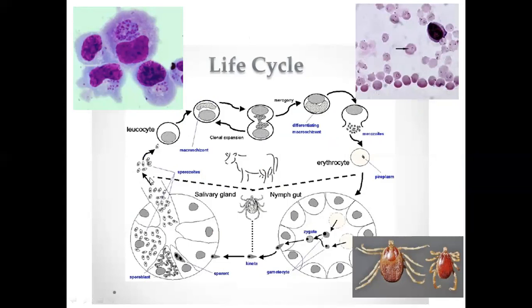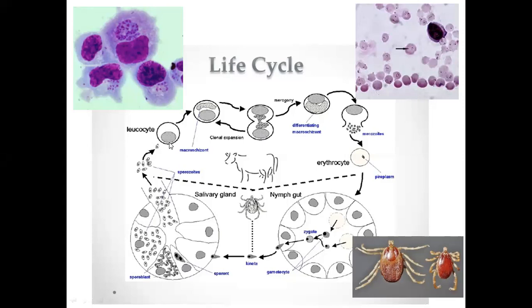I'll start from here. Once stage to stage transmission occurs, there will be injection of the sporozoite into the cattle tissue, in the blood, in the cattle tissue. This sporozoite will migrate to the nearest lymph node. Usually ticks bite cattle in the ear many a time, so most of the parasites will enter the prescapular lymph node.